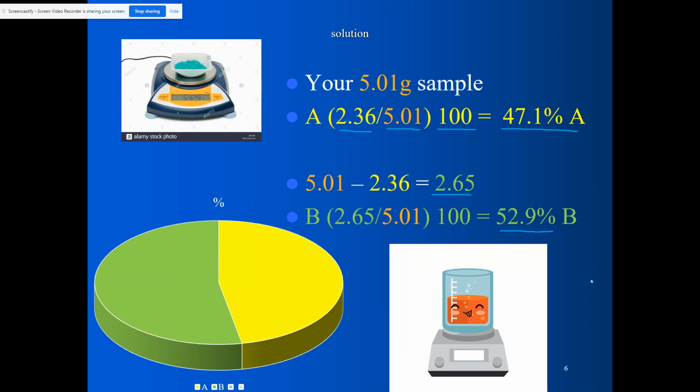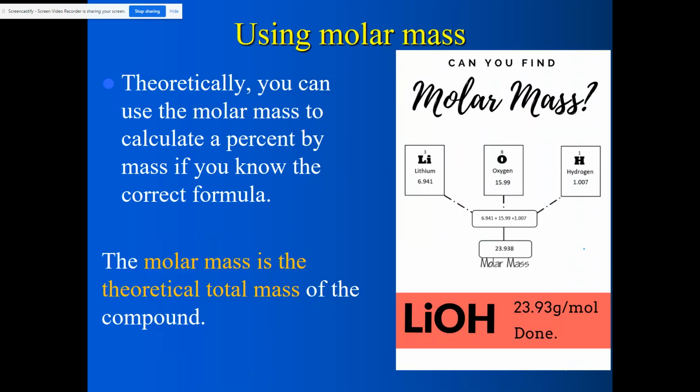So the percent by mass of one of these is 47.1. The percent by mass of the other one is 52.9. So that's very simple. And this is what most scientists did early on when they were trying to figure out percent by mass. What about the molar mass? Can we do this using the molar mass? Absolutely. Remember, to calculate the molar mass, all we're doing is taking the mass of each of the elements in a compound and adding them all together, we get to the total mass.